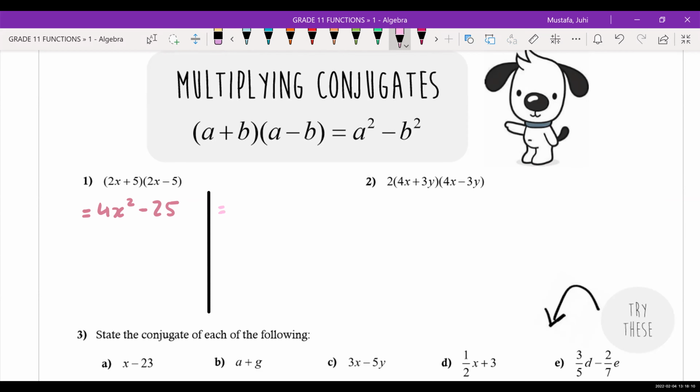Okay, so just on the other side, I'm going to go ahead and do the old-fashioned way. So 2x times 2x is 4x squared. 2x times negative 5 is negative 10x. Positive 5 times 2x is positive 10x. And positive 5 times negative 5 is negative 25. And you're left with exactly the same thing, which is what we got in that first example.